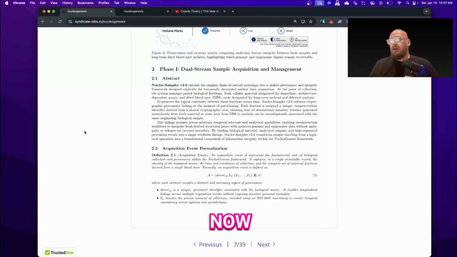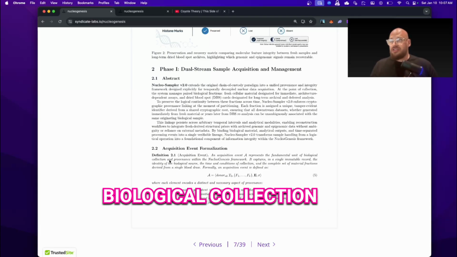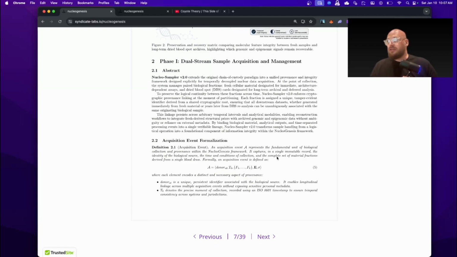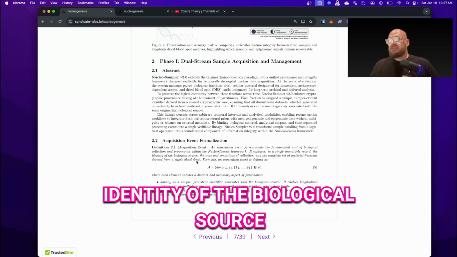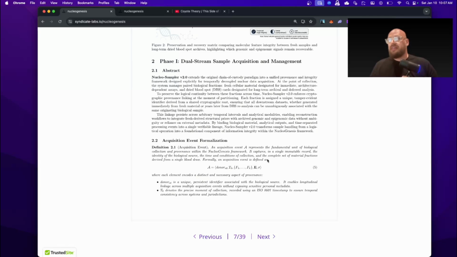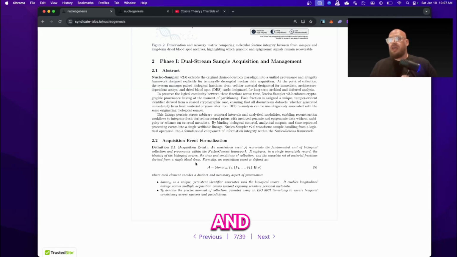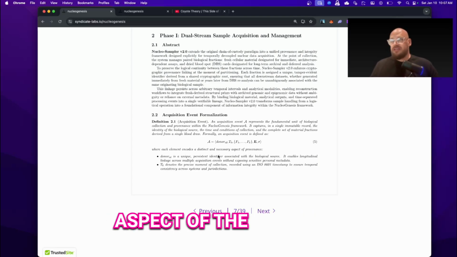So now, acquisition event formation. An acquisition event represents a fundamental unit of biological collection and provenance within the nucleogenesis framework. It captures in a single immutable record the identity of the biological source, the time, the conditions of collection, and the complete set of material fractions derived from a single blood draw. And here's the math proof, meaning how we prove it out via mathematics, where each element encodes a distinct and necessary aspect of the provenance.